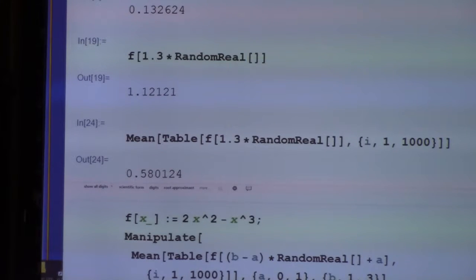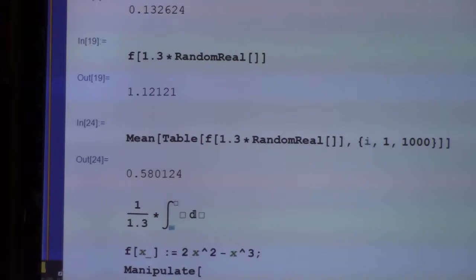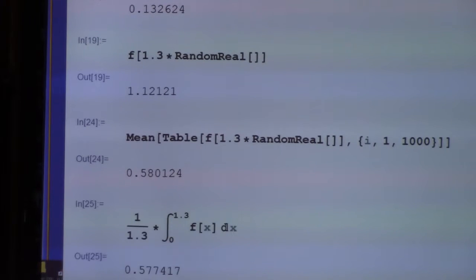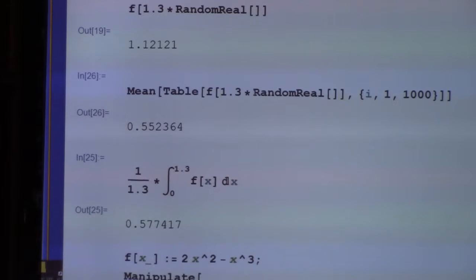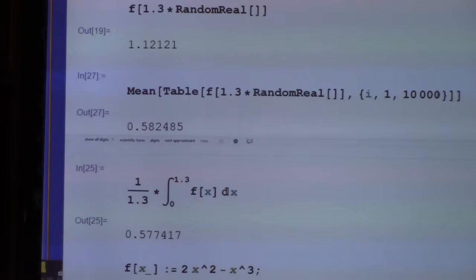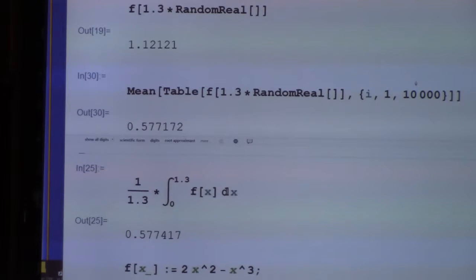What was the average value? From 0 to 1.3, it only looked like it was about 0.6 from the graph. It's actually about 0.577. So we are pretty close here. Let's try 10,000 data values. Yeah, we're pretty close to 0.577. So you can think of average value statistically.